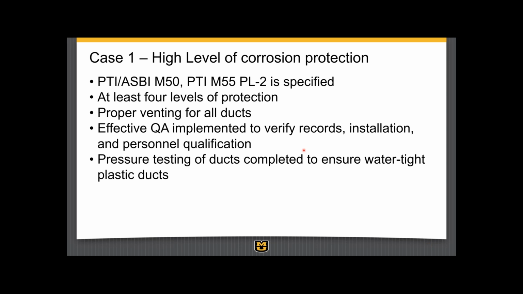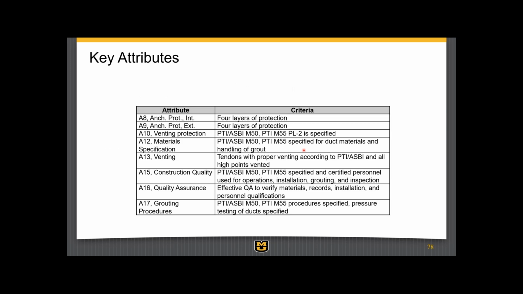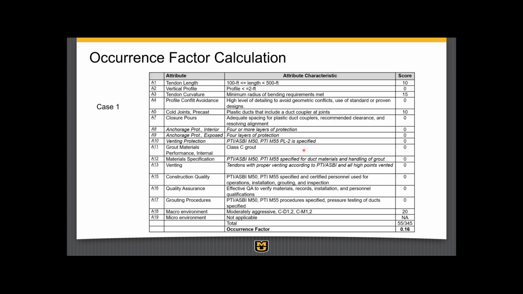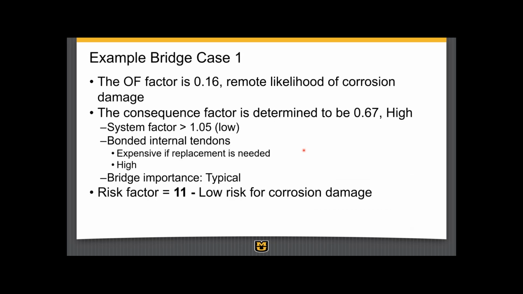And so that sort of leads you to scores for each of the attributes. In case one, we're looking at high level of protection, at least 4 levels of protection at the anchorages and things like that. Proper venting for all the ducts, a very effective QA process, pressure testing of ducts completed to ensure a watertight seal. And so we take those criteria and apply them with the attributes in order to develop a score. And so you end up with a scoring sheet sort of like this. It just takes a minute, really, once you've got the characteristics and criteria lined out, and you end up with a pretty low score because there's a lot of corrosion protection. That makes sense. That's what you want it to be.